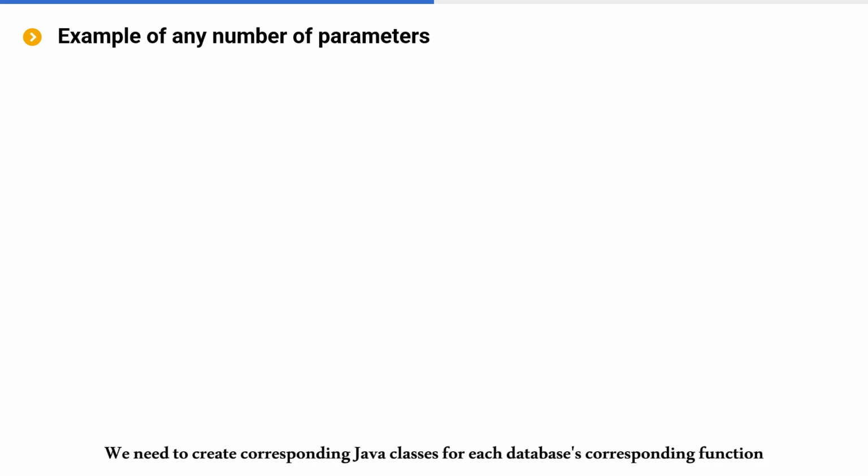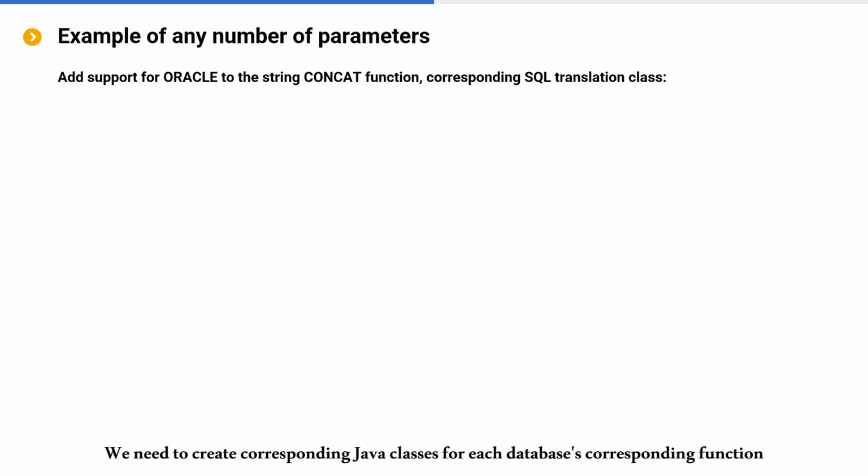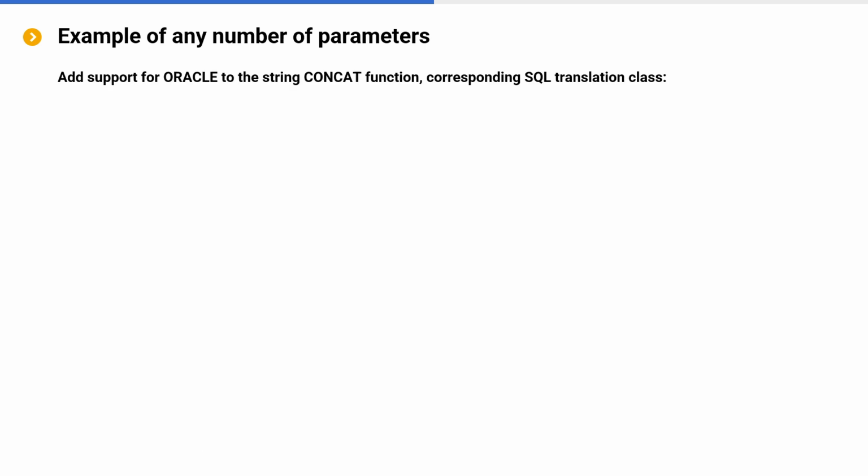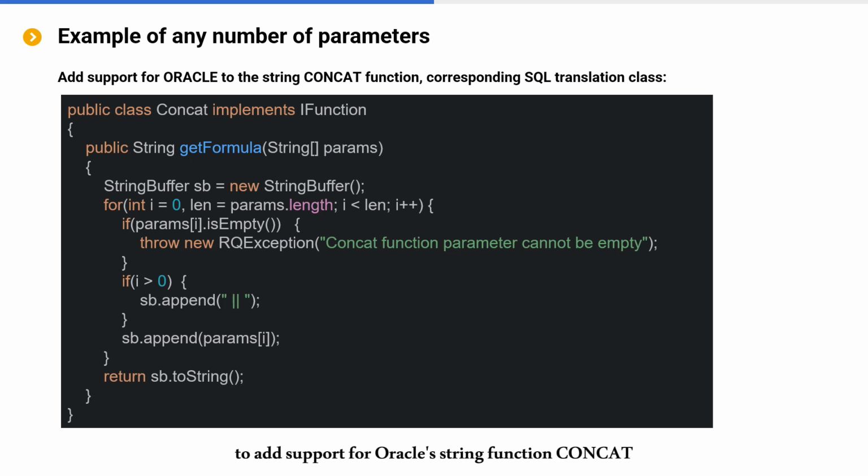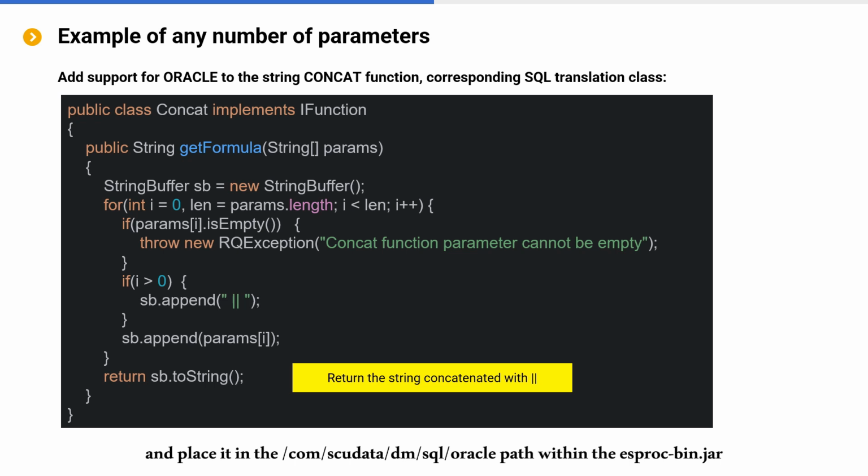We need to create corresponding Java classes for each database's corresponding function. For example, to add support for Oracle's string function concat, we can write the code, compile it, and place it in the com.sku.adm.sql.oracle path within the sbrk-bin.jar.